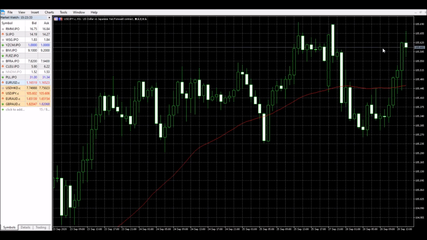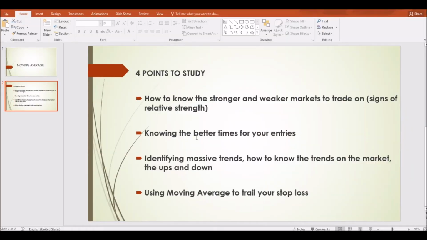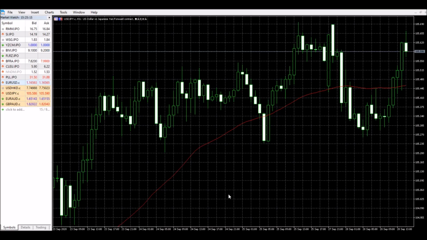All right, guys. So let's just go to the second point, knowing the better times for your entries. As I said, the second point is knowing the better times for your trade. So guys, normally when the market is bullish, everyone is like, oh yes, it's time to buy. Yeah, guys, let's buy. But trust me, you should know, if you buy here, there's a chance that it will move lower or down.